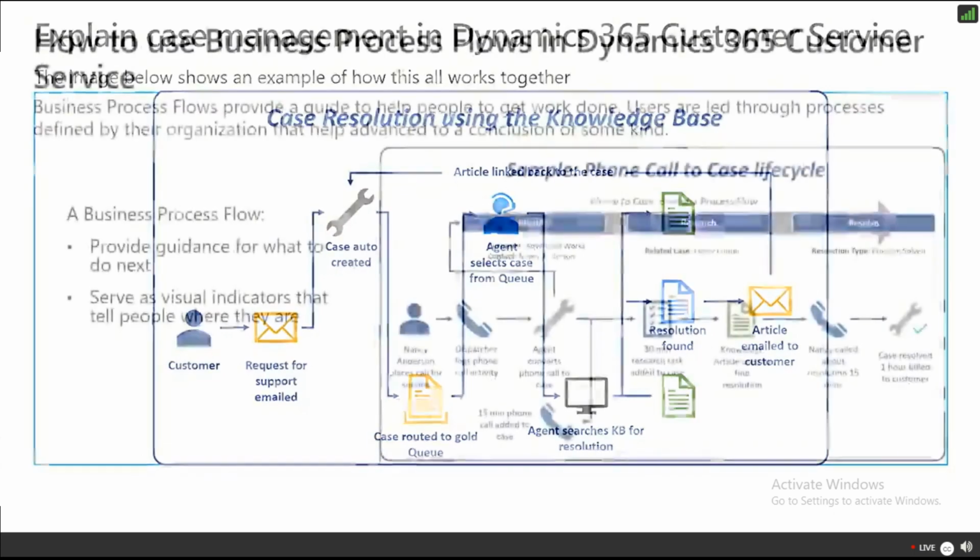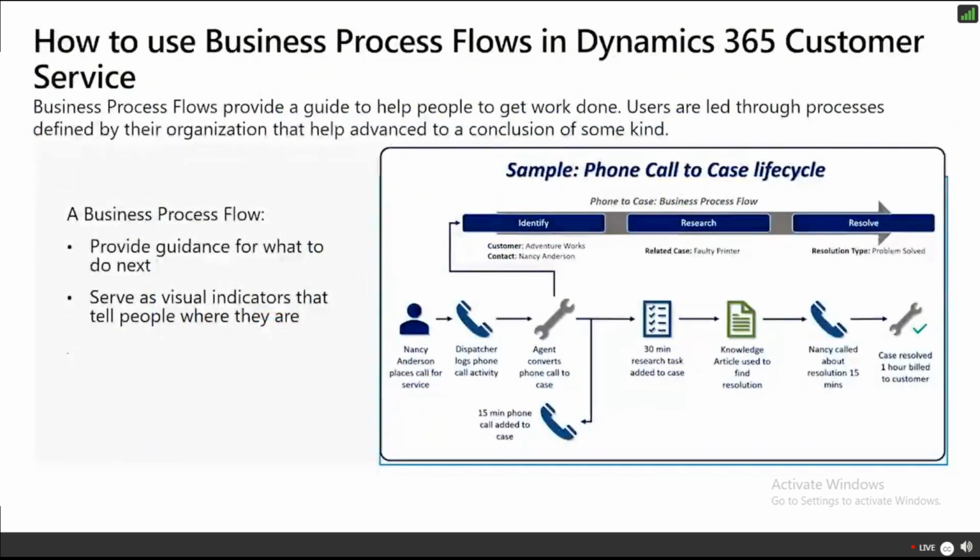So let's say, for example, what we have is a customer named Nancy Anderson, and she works for a company called AdventureWorks. And so what Nancy does is she calls the central dispatcher to report an issue that they're having. The dispatcher creates a phone call activity inside of Dynamics 365 for that issue. The customer support agent at your company is going to open the phone call and basically take all the contents and convert it into a case inside of Dynamics 365. And this is what we call as part of the identify stage.